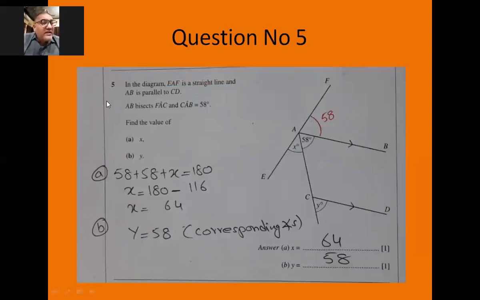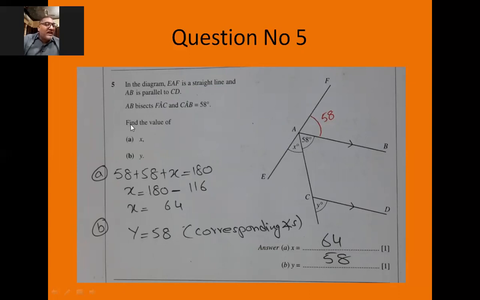Okay. In the diagram, EAF is a straight line, and this AB bisects the angle FAC. FAC angle has been bisected. FAC and the CAB is equals to 58. So this portion of that bisected angle is 58. So that portion will also be 58 because this line AB has bisected the FAC angle. So if this portion of that angle is 58, that portion will also be 58.